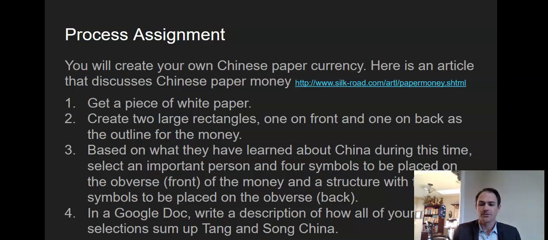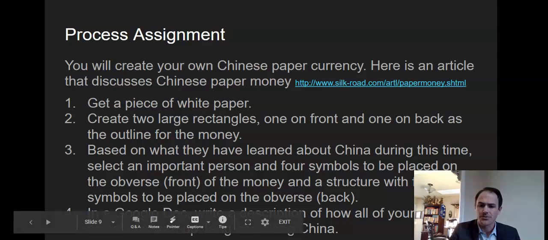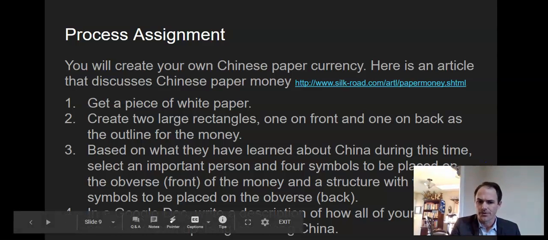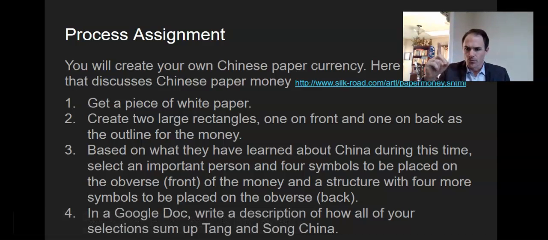You're going to create 2 large rectangles, one on front, one on back, right? And based on what you have learned about China during this time, you're going to select an important person and 4 symbols to be placed on the obverse, fancy word for front. So 1 person, 4 symbols, and a structure with 4 or more symbols to be placed on the reverse, or on the back. And if you're looking for some more examples, just take out your wallet and look at an American dollar bill, right? It is filled with imagery and symbols that describe our country and our achievements. That is what you're doing in this assignment. Don't forget about the description at the end. I'm out of time. See you next time.